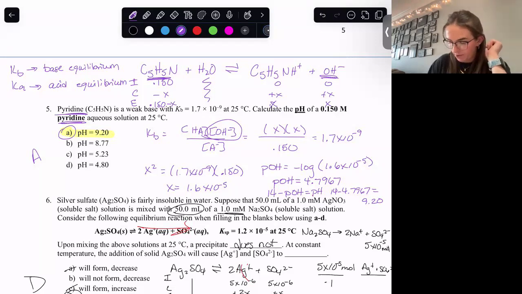Right, if they asked you for, instead of the pyridine, if they asked you for the pyridine H plus solution, then you would want to convert to Ka.